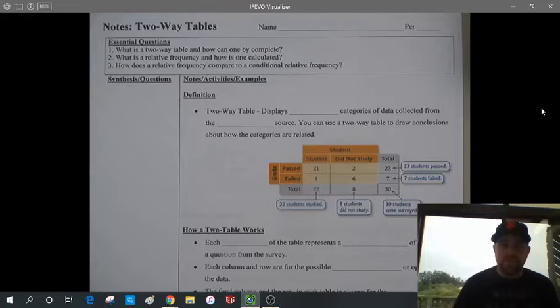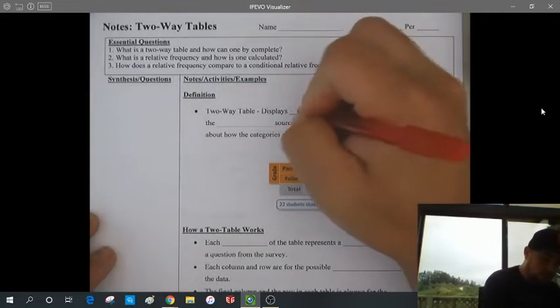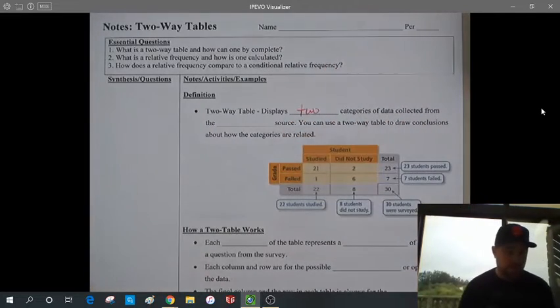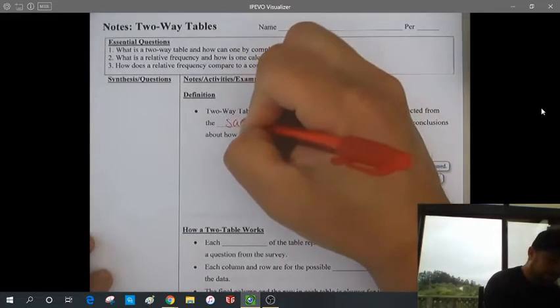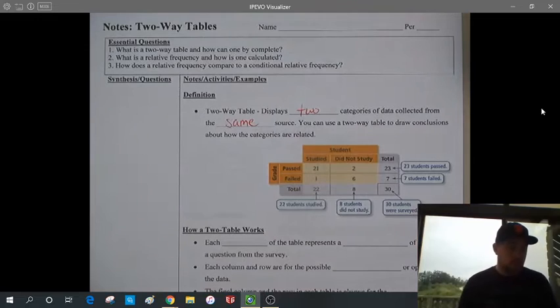Okay, this week's topic is on two-way tables. This is a type of statistical data organization as well as analysis. So, starting with the definition of a two-way table: a two-way table displays two categories of data collected from the same source. You can use the two-way table to draw conclusions about how the categories are related.